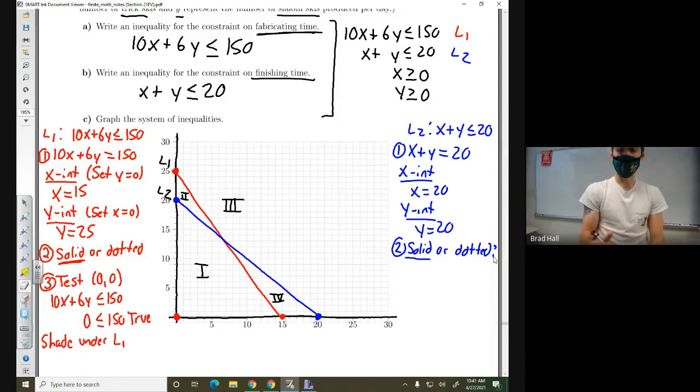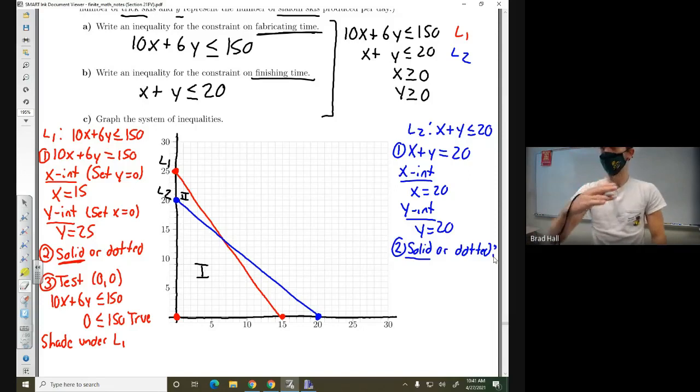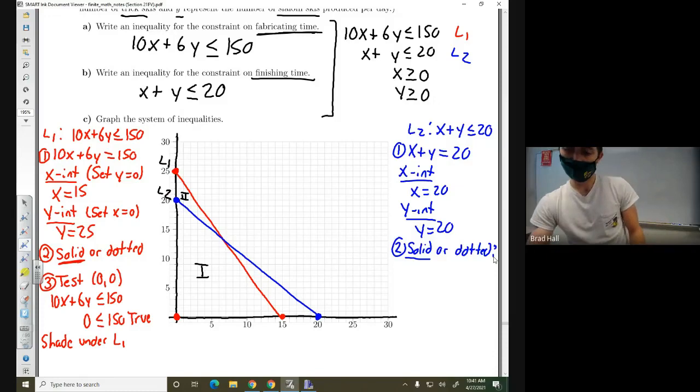Which means we can get rid of the regions that are not under the red line. That's 3 and 4 here, because they're both above the red line. So we're left with 1 and 2 again. This should seem kind of familiar. It seems like we did a problem fairly similar to this, which we did.